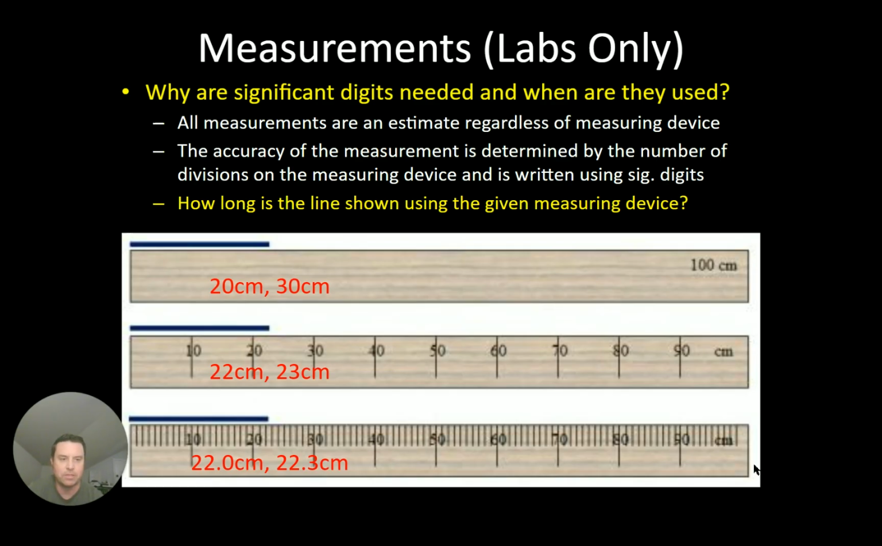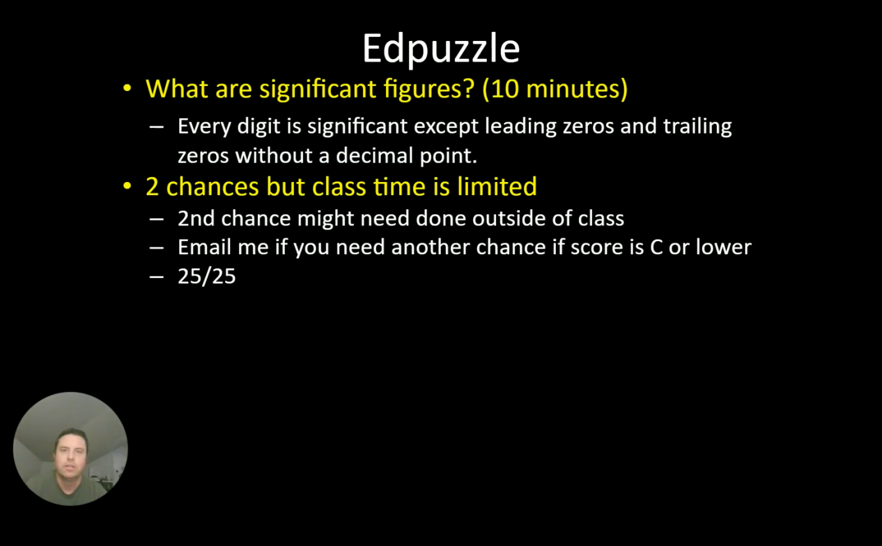And that's the whole idea with sig figs. That's why we have sig figs. It's just a shorthand way of saying how accurate your measurement was without actually writing out, I used a meter stick with three divisions.